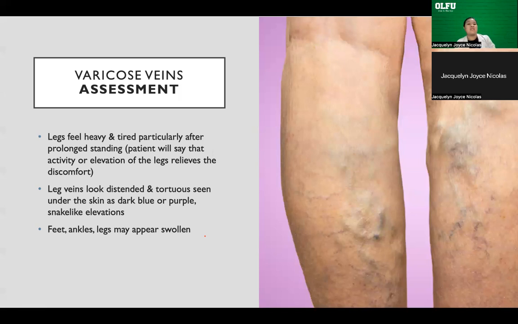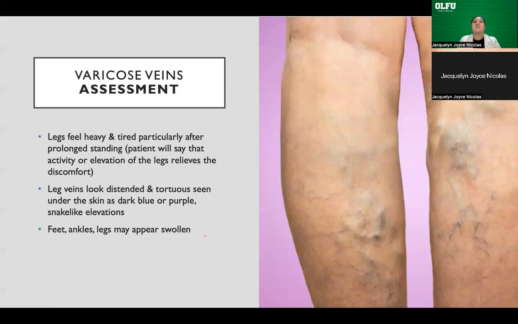Particularly after they have stood for long. Okay? And then again, kapag itinataas yung paa, then they feel good. Okay? Now, the veins will look distended and tortuous, and it can be seen under the skin as dark blue to purple snake-like elevations. Okay? Then their feet, their ankles, and legs may also appear swollen.